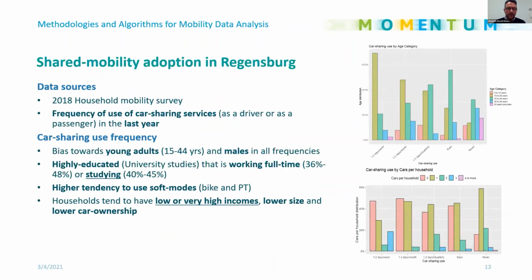Finally, in the case of Regensburg, also using a household travel mobility survey, we found that the profile of people that were using car sharing was young, mostly males, highly educated. But interestingly, in this case, we found a very high percentage of students. And also, again, we found that the households tend to have either a very high income or a very low income.